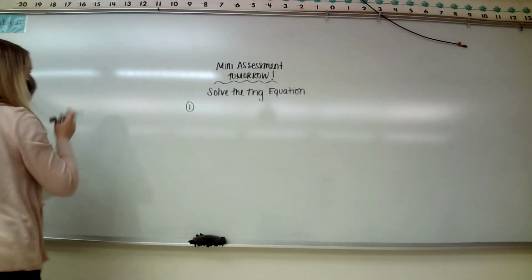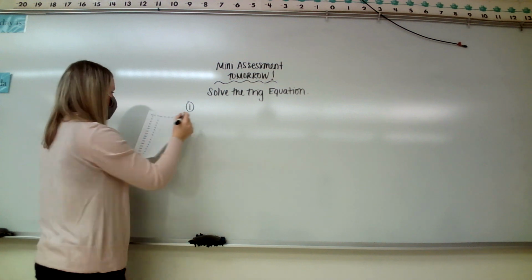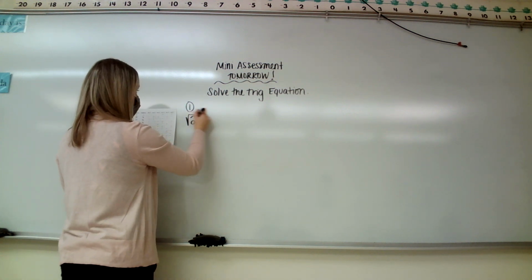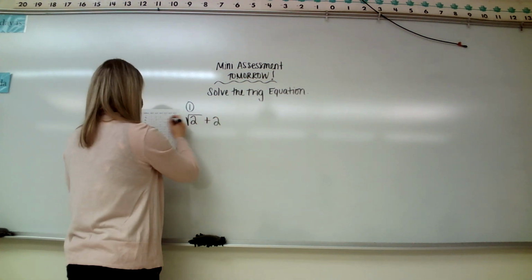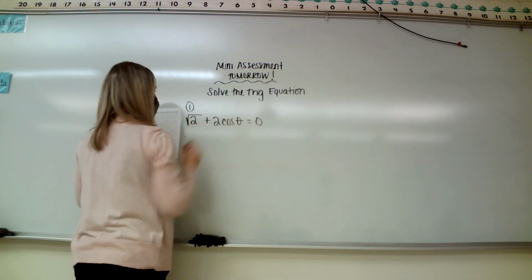Sorry, to make sure. To give myself some nice problems. All right, let's do root 2 plus 2 cosine theta equals 0.